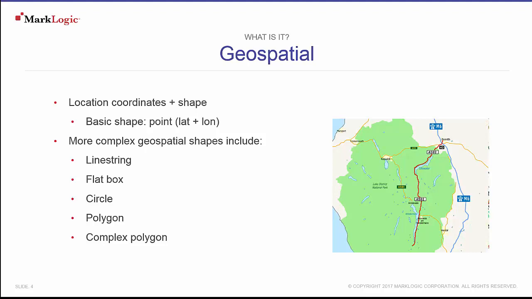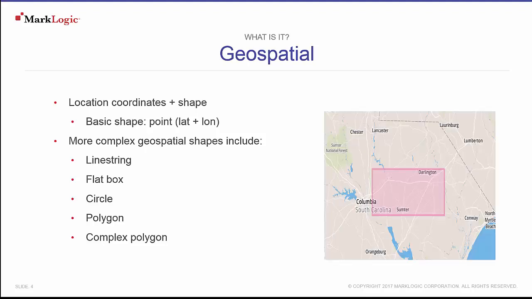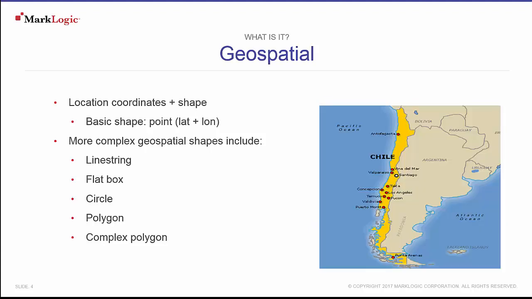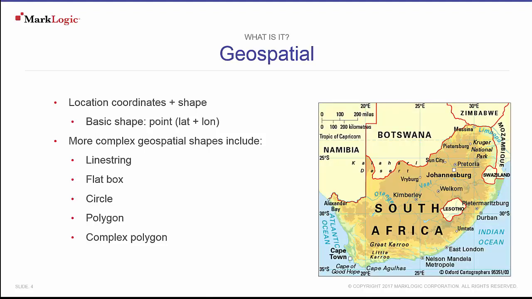A line string representing a road or journey. A flat box or rectangle to define a region of interest. A circle marking an area of influence around a point at a given radius. A polygon showing a country boundary. And finally, a complex polygon, here a donut shape for South Africa boundary without Lesotho.